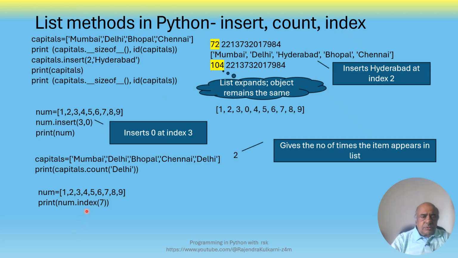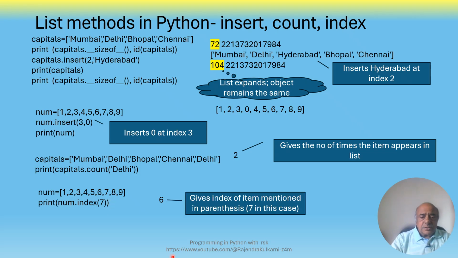Then we use index. What it does is it gives us the index of the item in the list which is mentioned within the parentheses. This is index 6 at which the numerical 7 appears in the list num. It gives the index of the item mentioned in parentheses, which is 7 in this case.